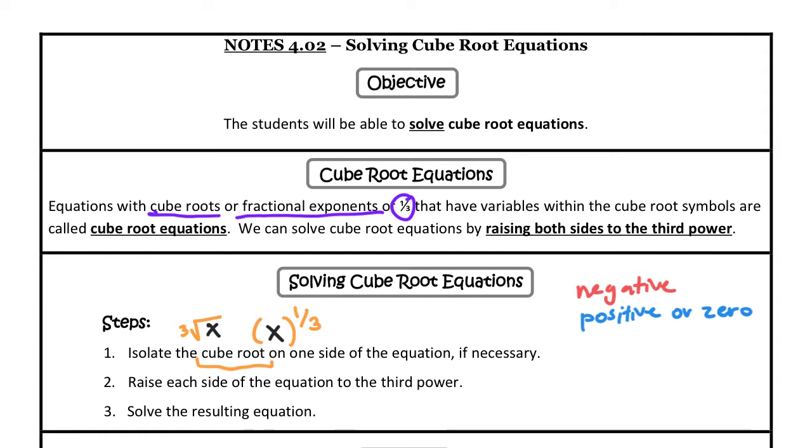Specifically for cube roots, we don't have to worry about negative, positive, or 0. So that moves us to the next step, which is to raise each side to the power of 3, and then solve the equation.